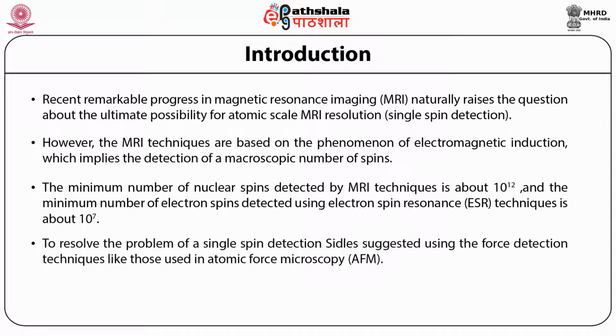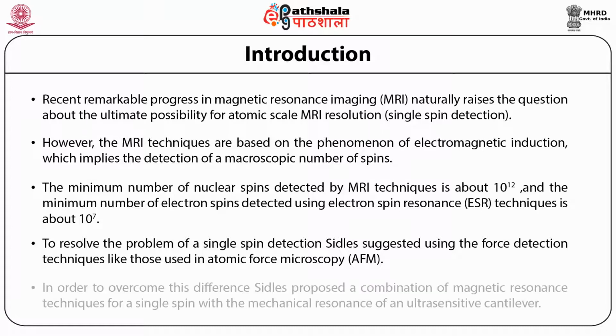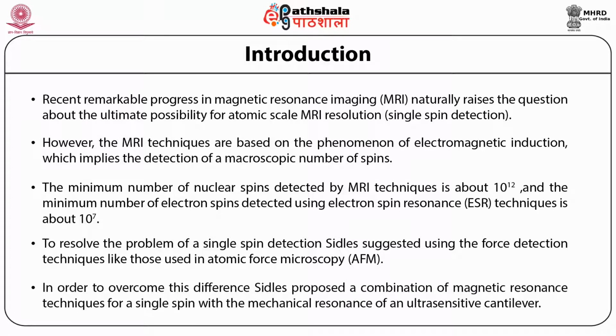To resolve the problem of single spin detection, Sidles suggested using force detection techniques like those used in atomic force microscopy (AFM). However, the magnetic force is much smaller than the electric force detected in AFM. In order to overcome this difference, Sidles proposed a combination of magnetic resonance techniques for a single spin with the mechanical resonance of an ultrasensitive cantilever.